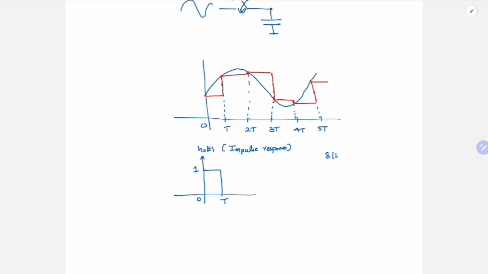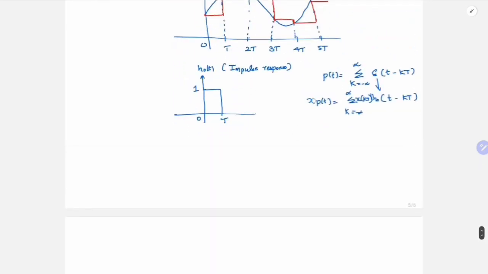So in the place of delta of t, we had p of t, summation k equal to minus infinity to infinity delta of t minus kt. So in place of delta, we are going to have this h0. So it will be h0 of t minus kt. So my final xp of t will be summation k equal to minus infinity to infinity x of kt h0 of t minus kt. So in essence, you are first doing the impulse sampling and then passing it through this kind of filter to get this kind of waveform, the one shown in red.